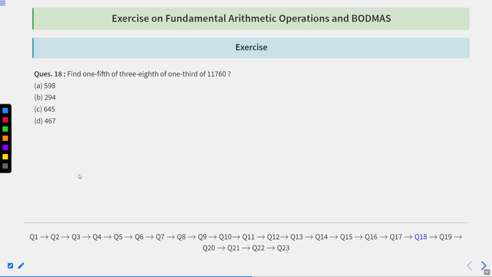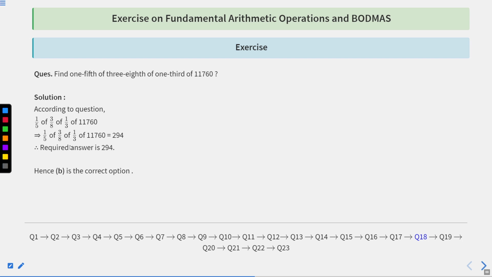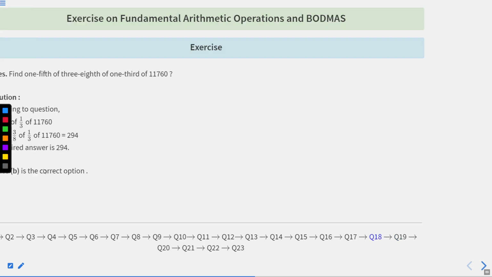Now moving to problem number 18. Find 1/5 of 3/8 of 1/3 of 11760. According to the question, 1/5 of 3/8 of 1/3 of 11760 is going to be 294. The required answer is 294. The correct option is B.